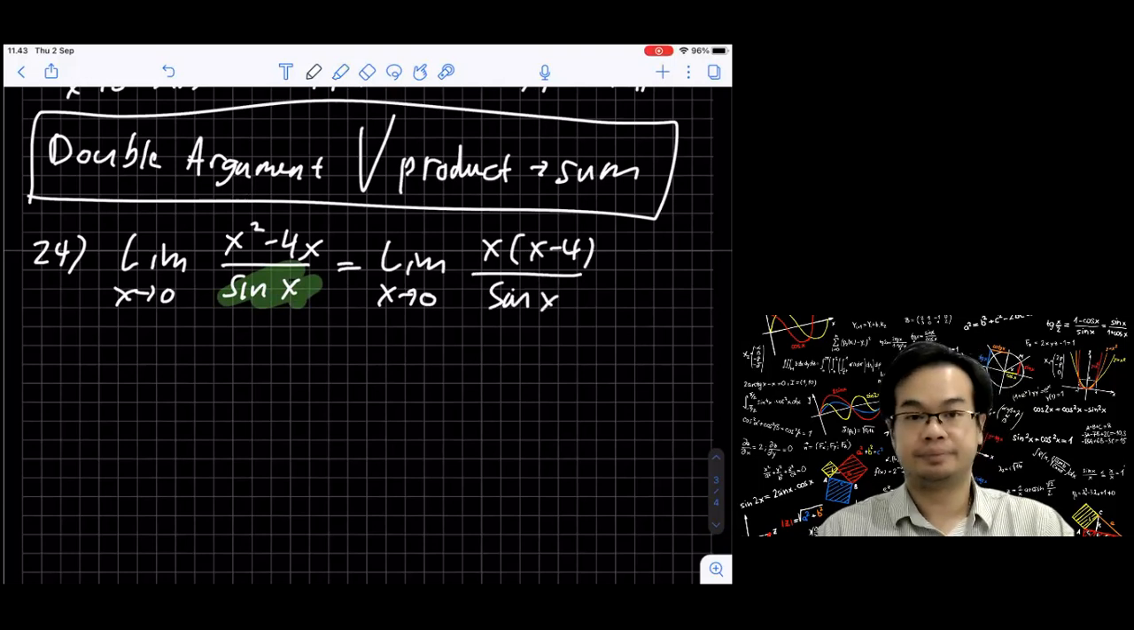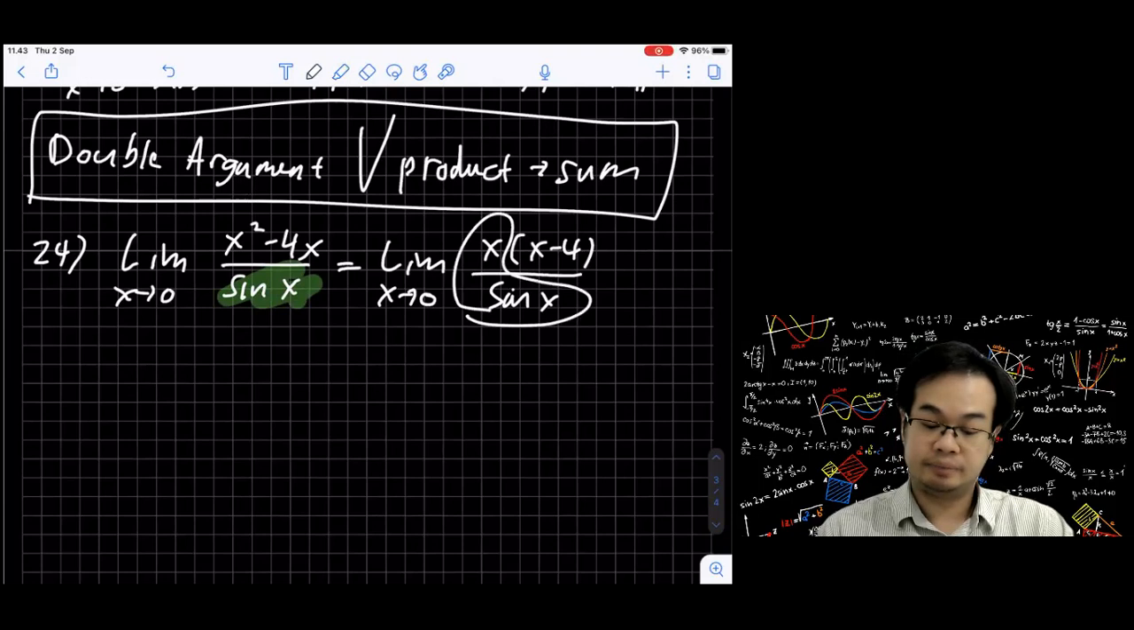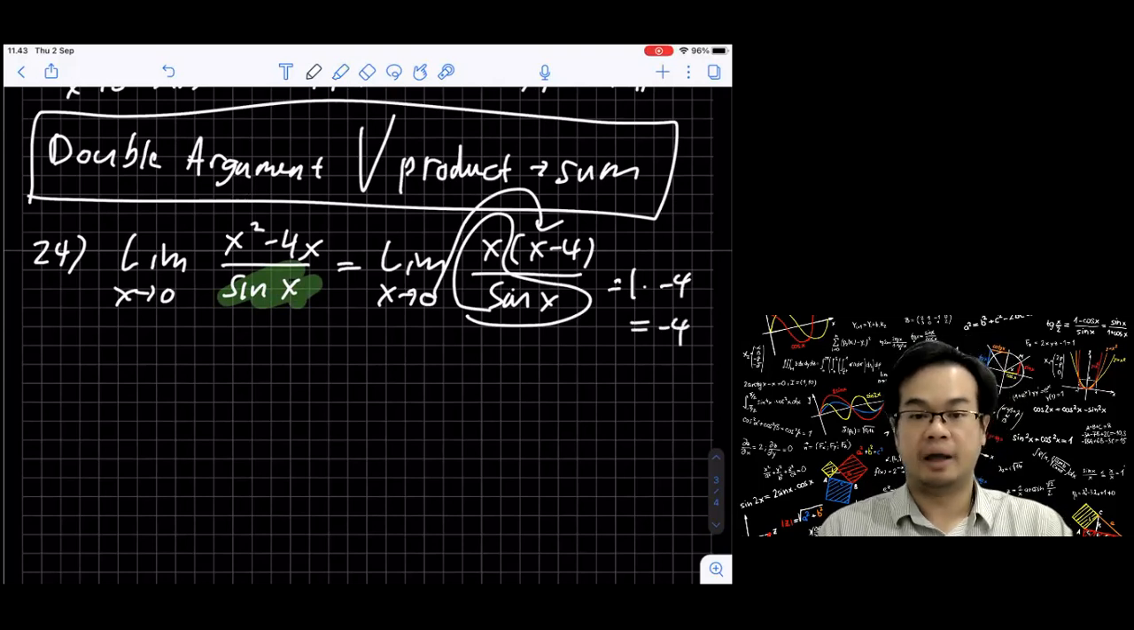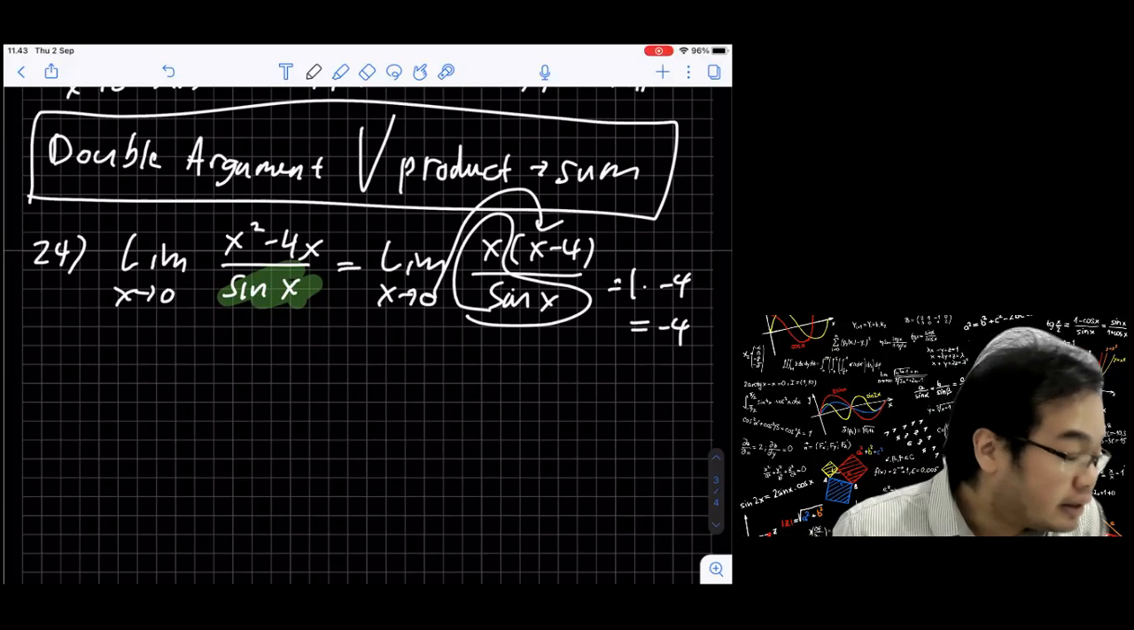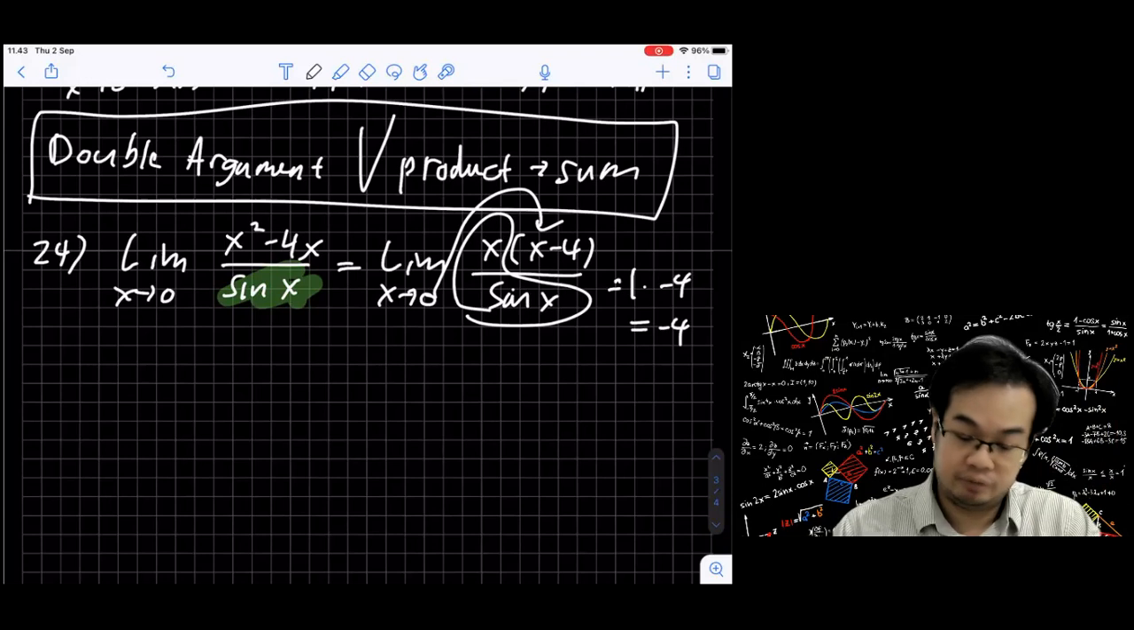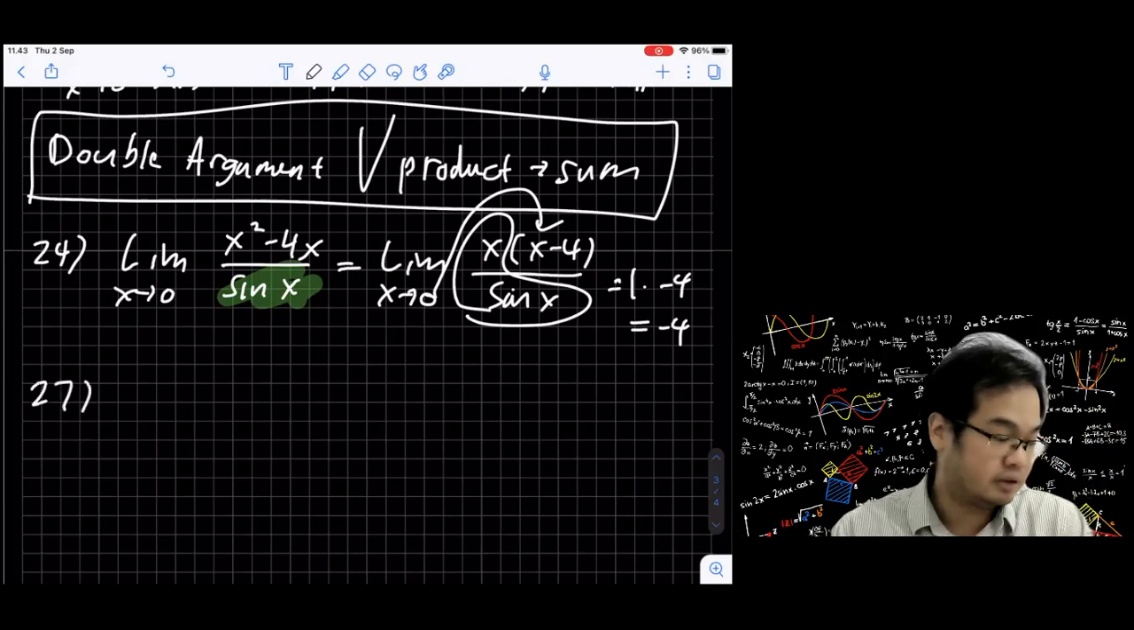So x over sine x will be equal to 1. Then you just need to substitute 0 for the x here, so it's equal to 1 times negative 4, which is negative 4. So that's the first example of a trigonometric limit. Let's see another example, number 27. I'll give you 27 as the second example.